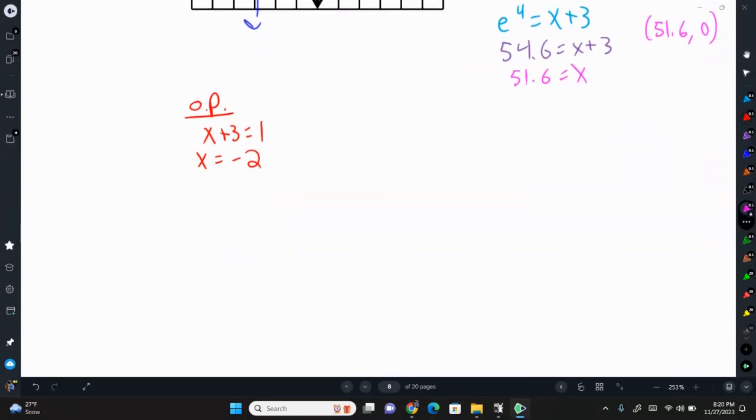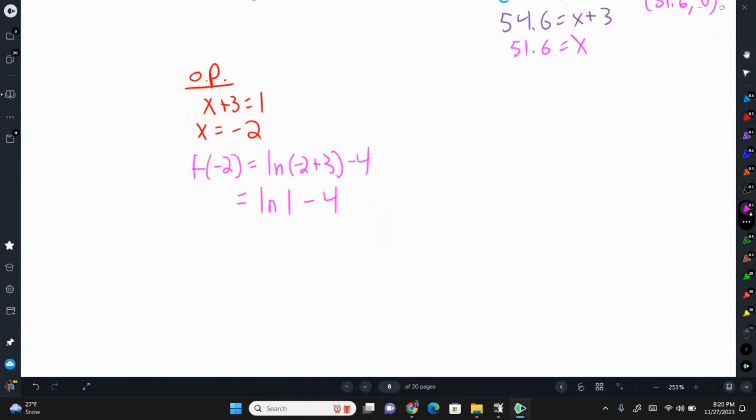So then f of negative 2 is equal to the ln of negative 2 plus 3 minus 4, which is going to be the ln, or natural log of 1, minus 4. Well, the natural log of 1 is 0. Because remember, any log, no matter what the base is, if you're taking the log of 1, it is going to equal 0. So 0 minus 4, which is negative 4. So negative 2 comma negative 4 is our point.